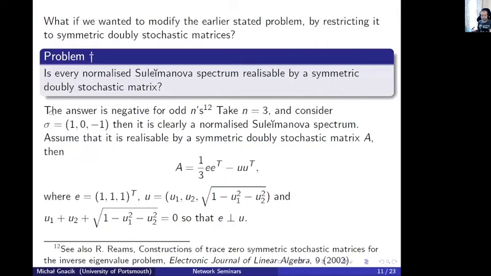If I take dimension 3 and consider a very simple list having 1, 0, and -1, this clearly sums up to 0. So it is a normalized Sulimanova spectrum. If it was realizable, then there would be a symmetric doubly stochastic matrix. And if a matrix is symmetric, then there is a famous spectral theorem, so we could write it as a sum of those rank 1 matrices.